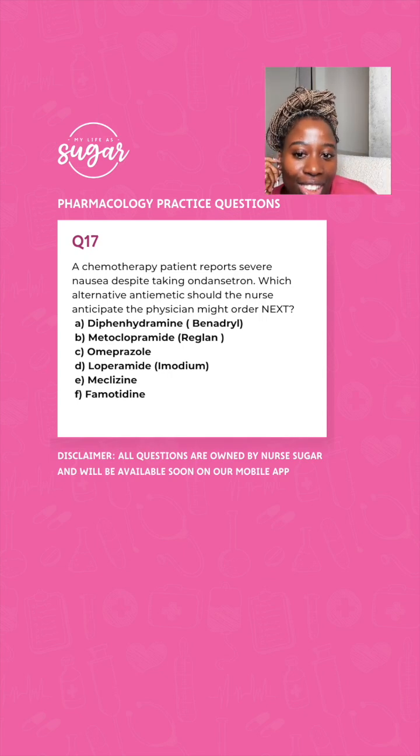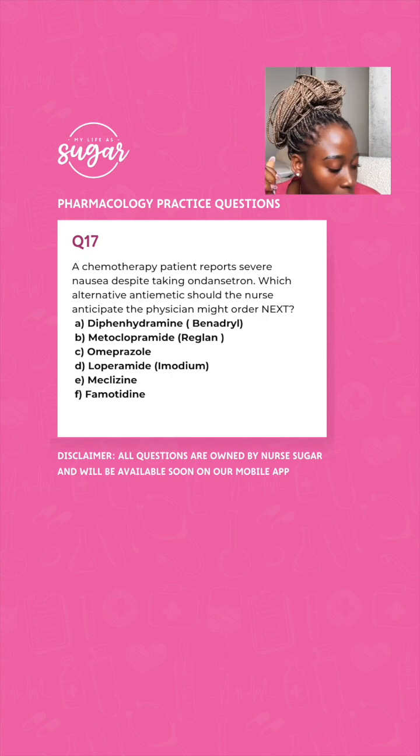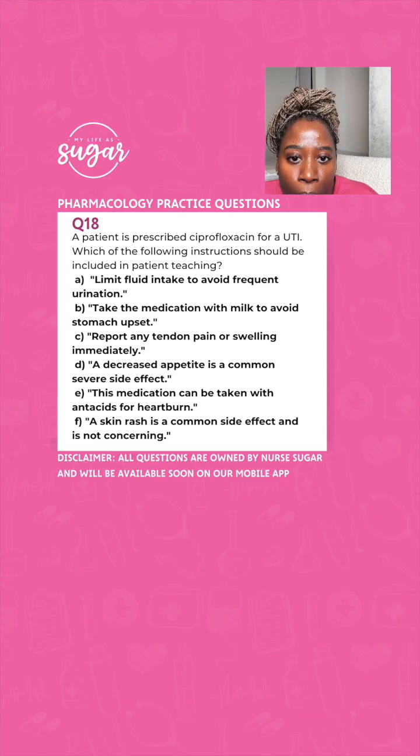Zofran is ondansetron. They've taken that, all right, it's not helping. So what do you think they could take next? B is Reglan. A patient is prescribed Cipro for UTI.